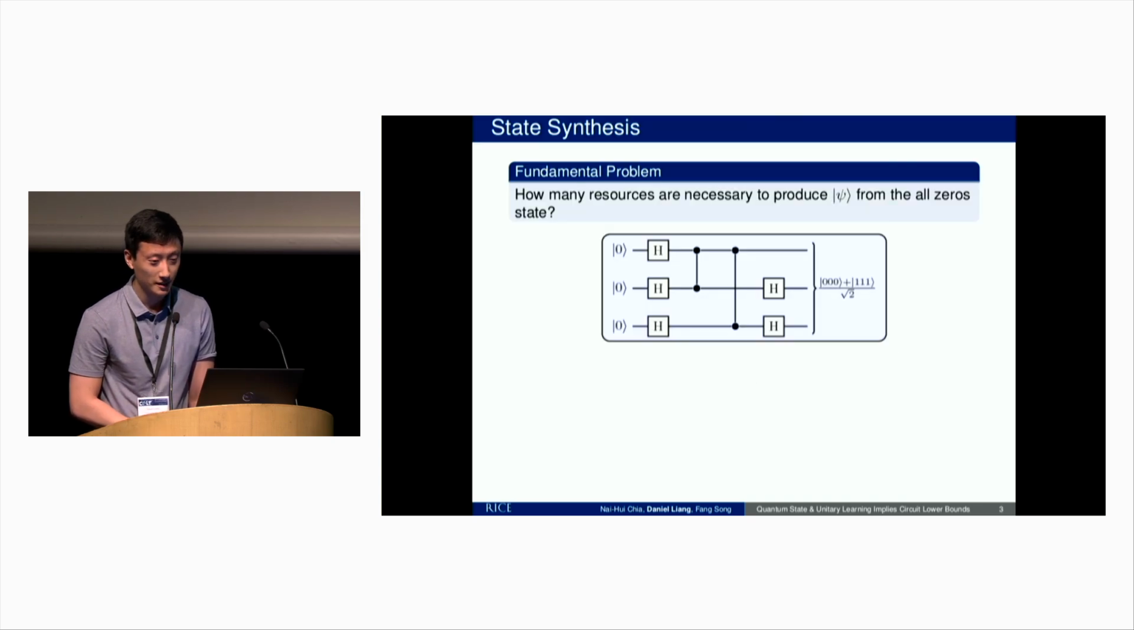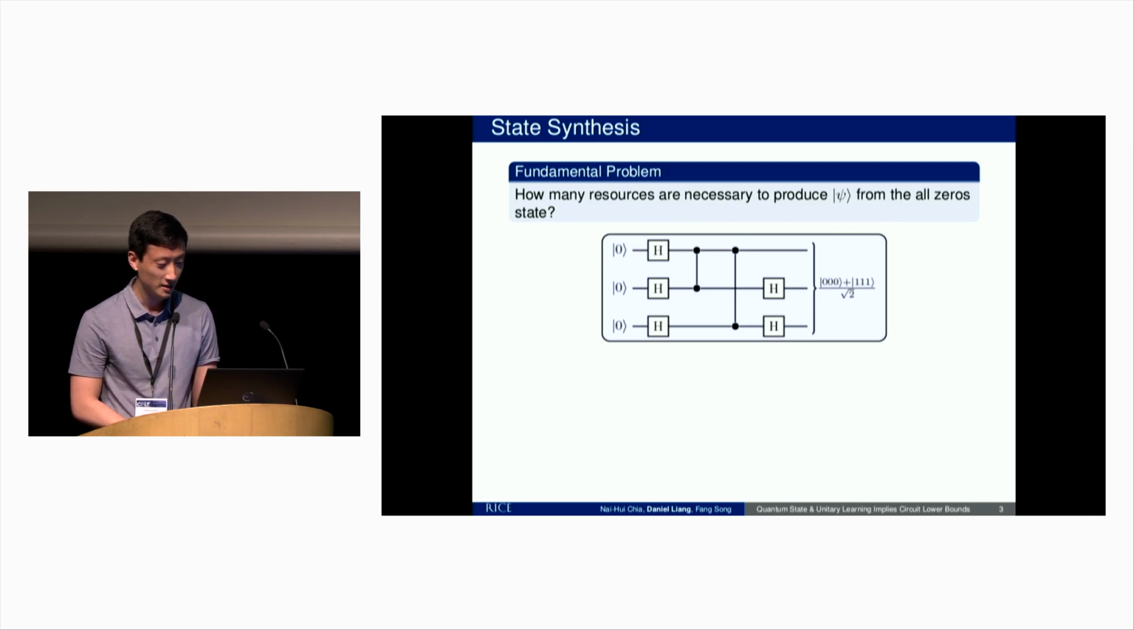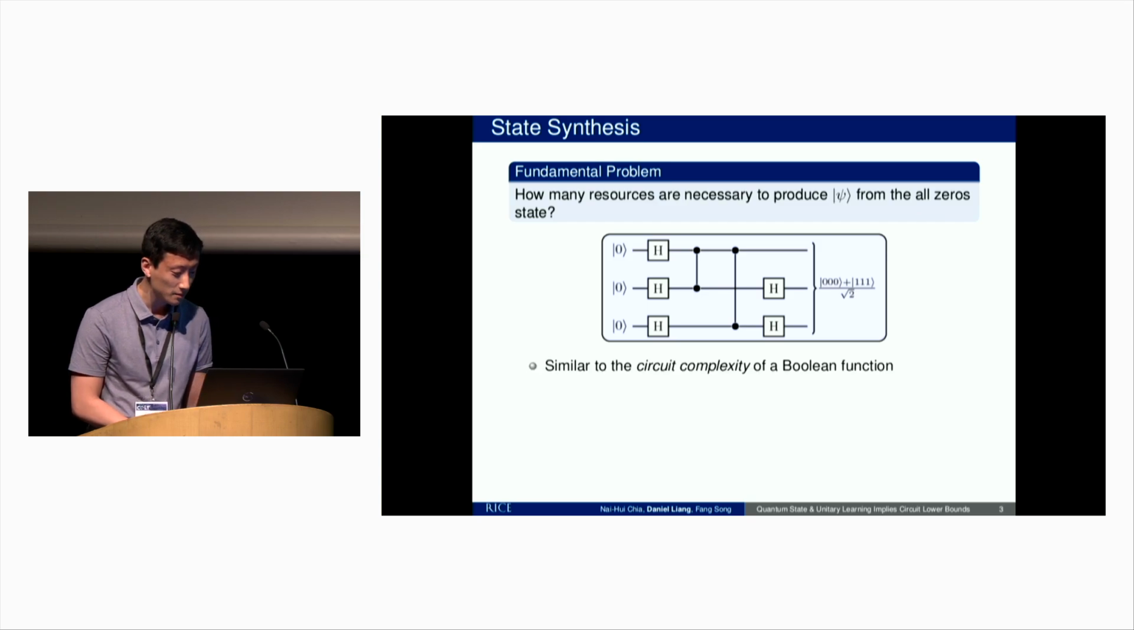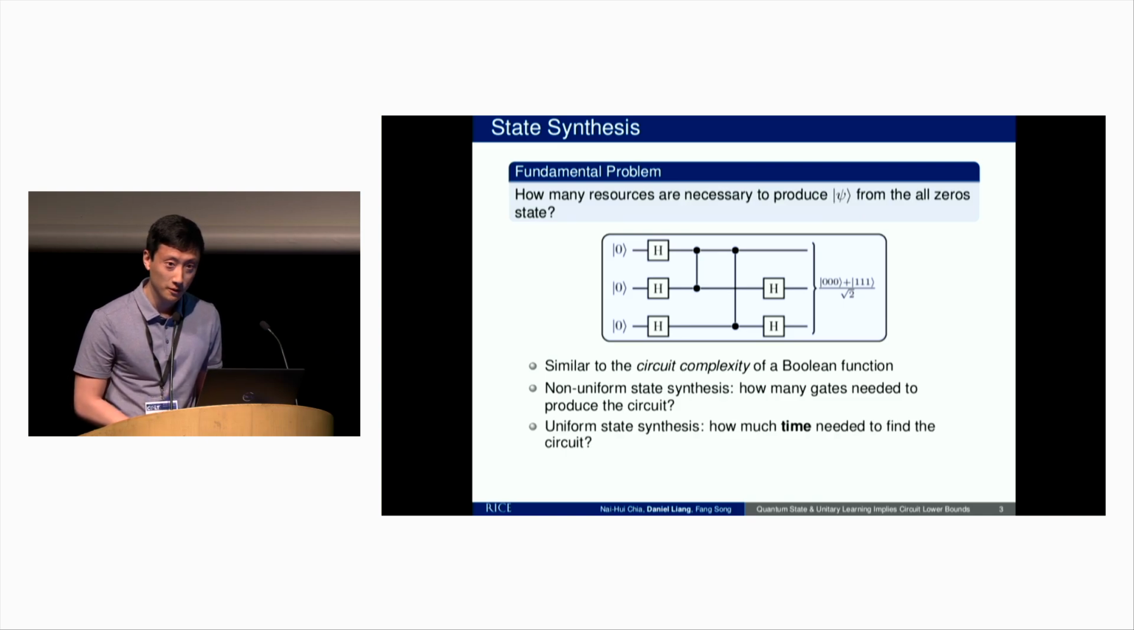Okay. So a pretty fundamental problem in quantum and also classical complexity is how many resources are needed to produce something. In the quantum case, we care about how many resources you need to produce a quantum state, but you can also think about this like how many gates you need to compute a Boolean function. So, a Boolean function analog. The non-uniform version of this is just how many gates you need. But the uniform version of this is how much time you need to find the circuit that prepares whatever resource you care about, whether it's a Boolean function or a quantum state. And this is the topic of this talk.